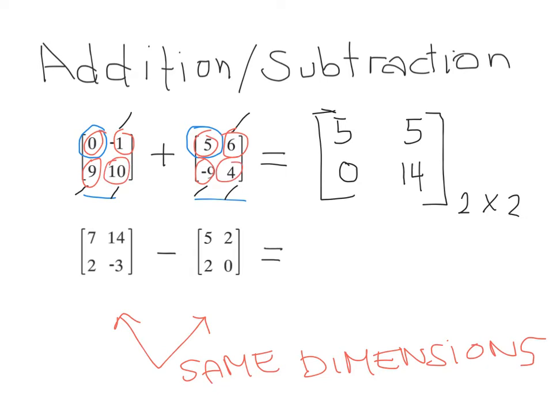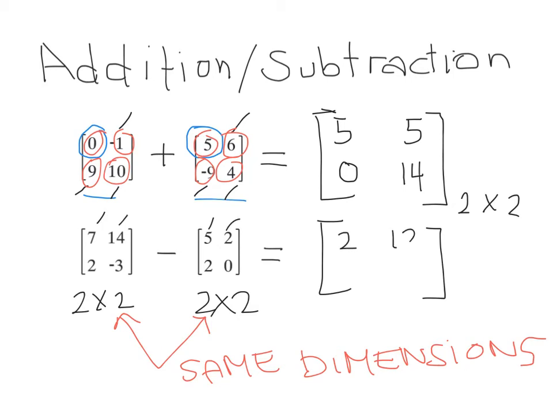Let's do a subtraction exercise. So again, entry by entry. I've got two matrices that are both 2 by 2, so I know that this operation is defined. I can do it. 7 minus 5 is 2. 14 minus 2 is 12. 2 minus 2 is 0. And -3 minus 0 is negative 3.